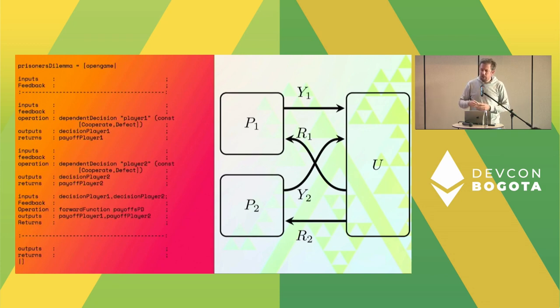And internally, what you can see is there are three line blocks. The first one and the second one are basically player one and player two. Again, for both of them, they don't observe anything from the past. There is no input. They output something, which is the decision of player one and decision of player two. And they also need something from the environment back. This is the payoff of player one and payoff of player two, which are only defined at the third line block, which is the payoffs PD. This is the utility function.